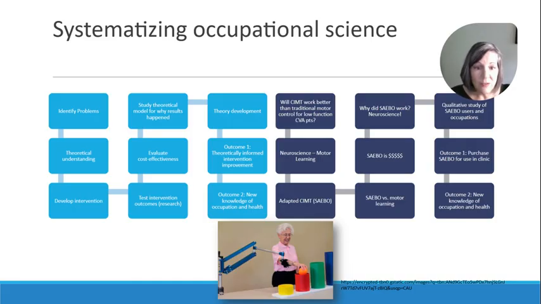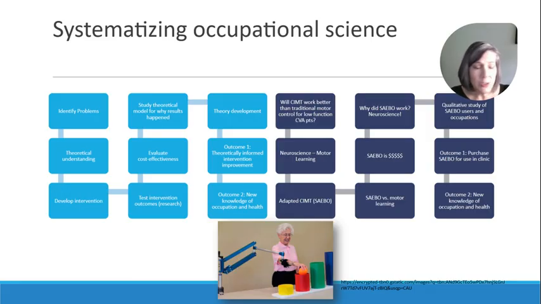Was the intervention effective, and how expensive is it? Well, SABO is actually a very expensive intervention. It's an expensive system that you then buy and put into place in your clinic. So then we want to think about, theoretically, why did SABO work? Well, neuroscience. We know from neuroscience that a motor learning approach to rehabilitation that is occupation focused is the best way to go to help people get better.